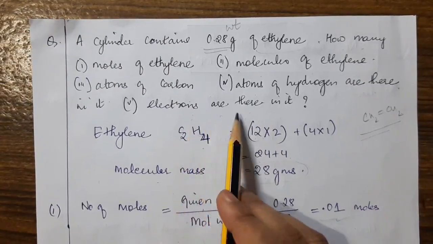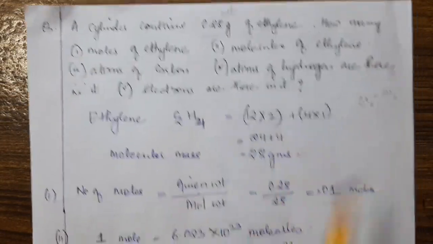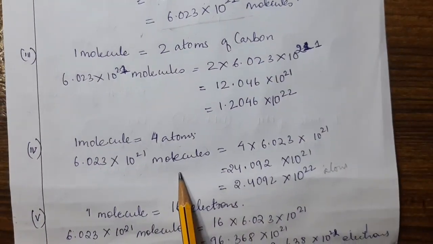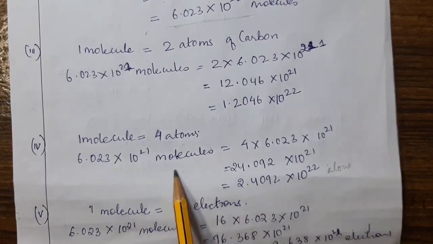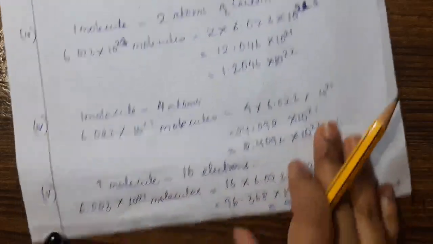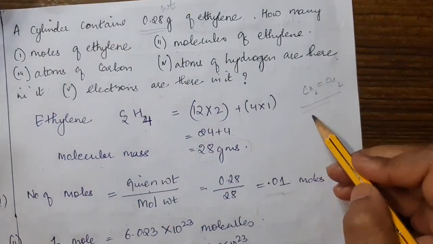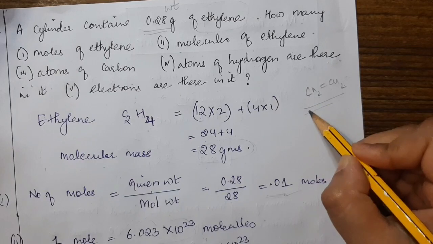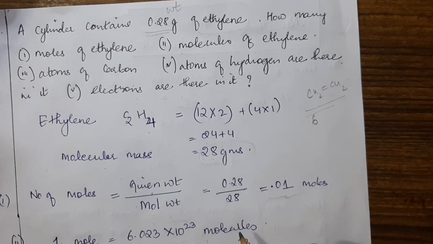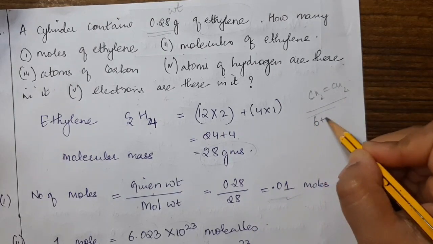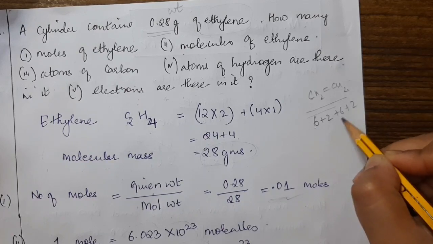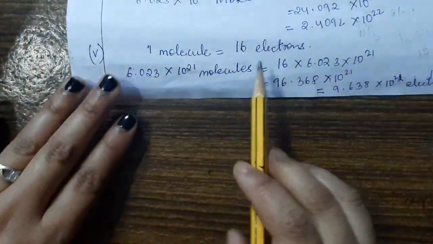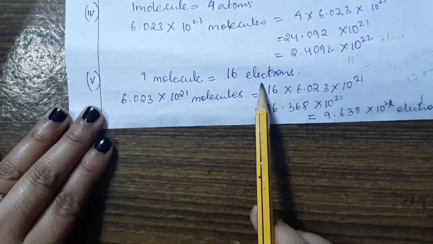Then finally, if you're asked the number of electrons present in it. You got the number of molecules. So first you have to find out how many electrons are there in each molecule. So let's find out. Ethylene, have a look. How many electrons are there? Carbon, how many electrons will be there? 6. You know that 6 electrons, 6 protons are there in carbon. Hydrogen, how many? 2. Carbon 6, hydrogen 2. 6, 6, 12, 13, 14, 15, 16. So 16 electrons. So one molecule equals 16 electrons.